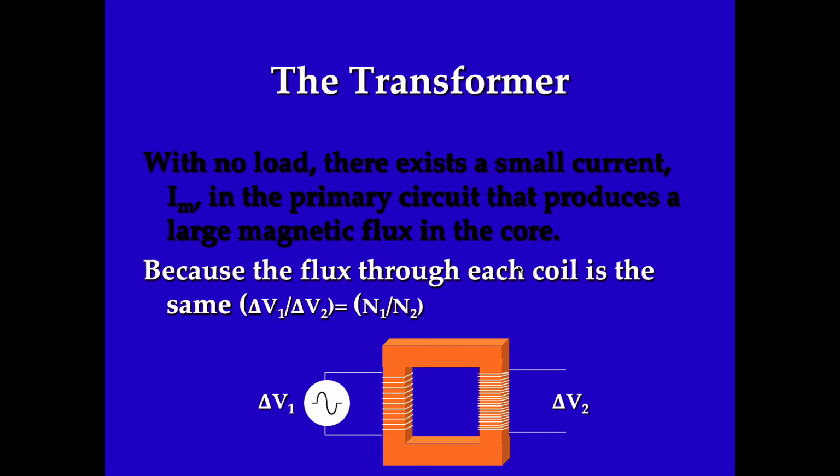Because the flux through each coil is the same, the voltage across V2 is going to be related to the voltage across V1 by the number of turns on both sides. And so the ratio of delta V1 over delta V2 is basically the ratio of the turns, because the total flux is N times the flux through one coil.